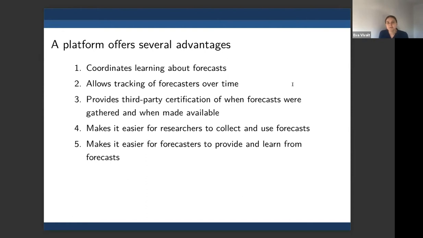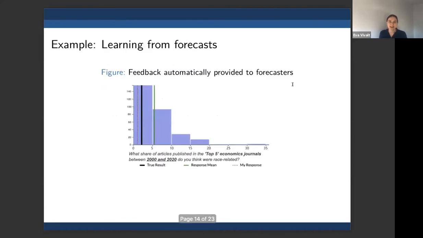And the platform also, of course, just by coordinating, makes it easier for researchers to collect and use forecasts. We've got templates and such, and a survey pool essentially. And it makes it easier for forecasters to provide and learn from forecasts. I'll give you a little example of that.